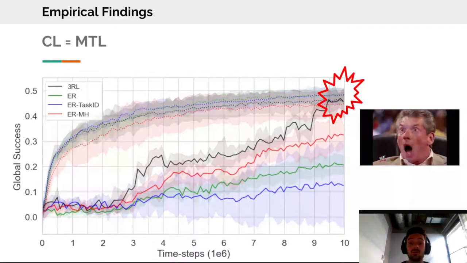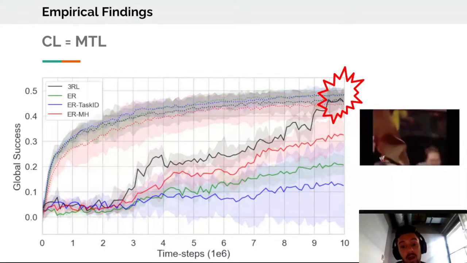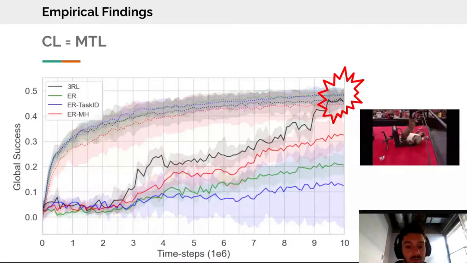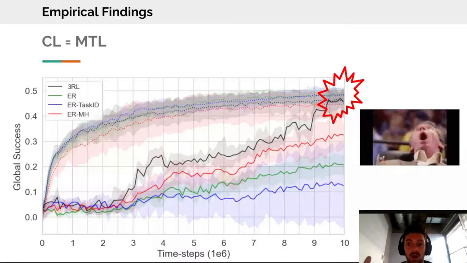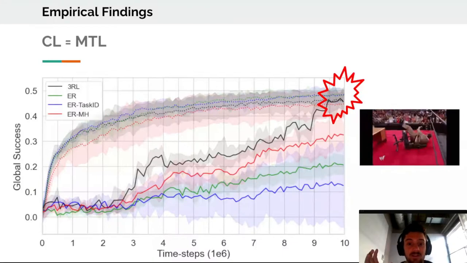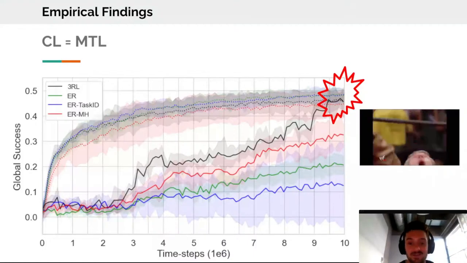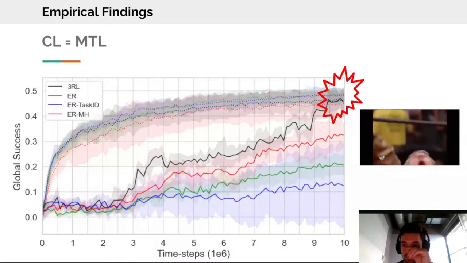And why I think this result is super exciting is that working on catastrophic forgetting is not super exciting for me. What's really exciting to me is working on forward transfer. But if somehow, for my use cases, catastrophic forgetting is not a problem, then that means I can start working on forward transfer. So I'm really excited about this result, and we're going to dive into it.